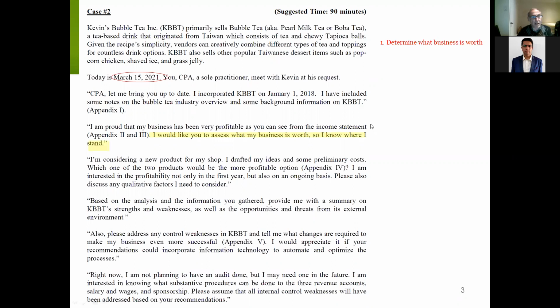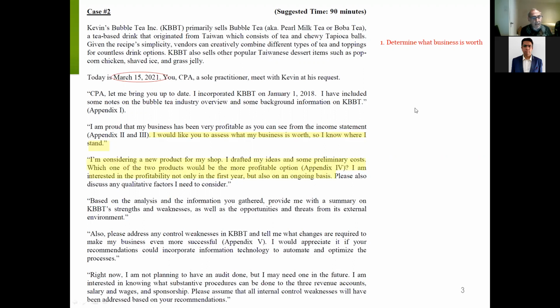The first required comes up in the fourth paragraph. We're told, I'm proud my business is being very profitable. As you can see from the income statement, I would like you to assess what my business is worth so I know where I stand. So the first required is to determine what the business is worth.